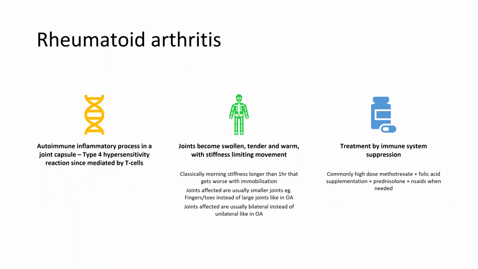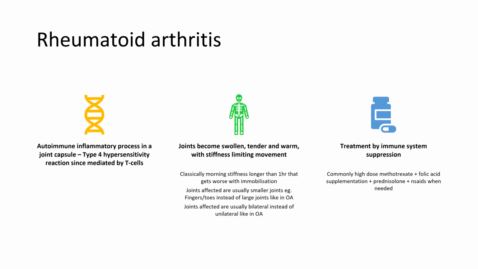What differentiates it from other forms of arthritis is that it usually presents as morning stiffness that lasts longer than an hour, and it will get worse when you don't move it. Unlike osteoarthritis, it's normally your fingers and your toes and your small joints like your wrist bones instead of your hip, and it's bilateral instead of unilateral.